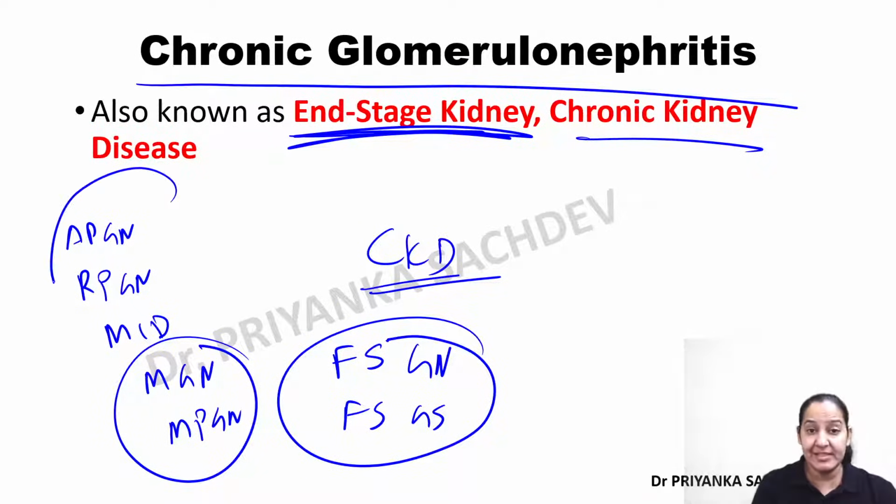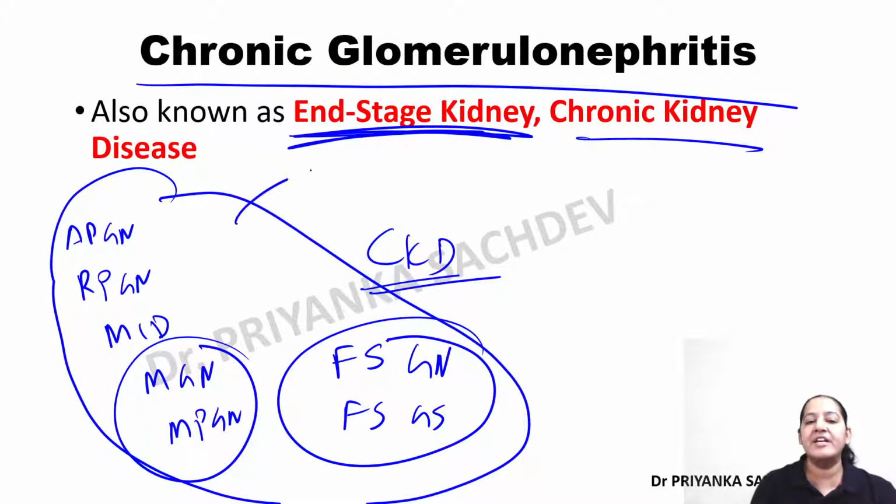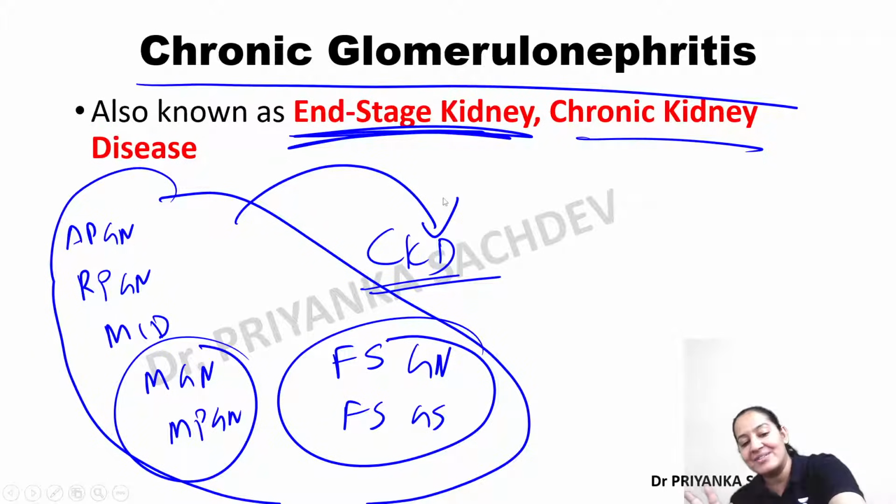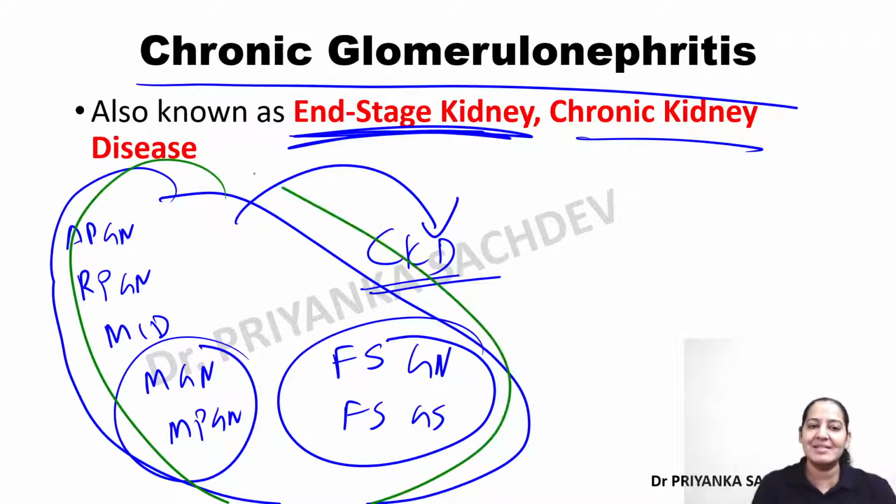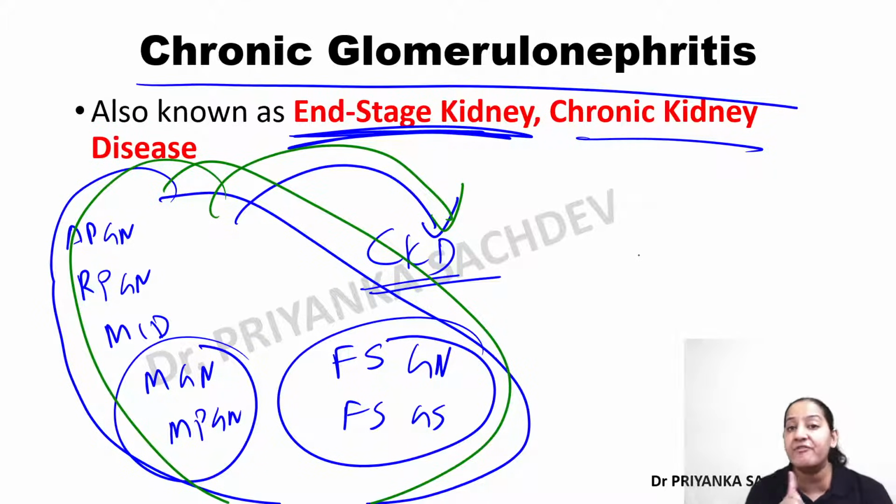Listen to my point. All of them ultimately result in CKD. So CKD is the end result of all of these. You got my point? So all of these will ultimately convert into CKD if not treated. If treated, they will stop. But if not treated, the end result of all of them is CKD.